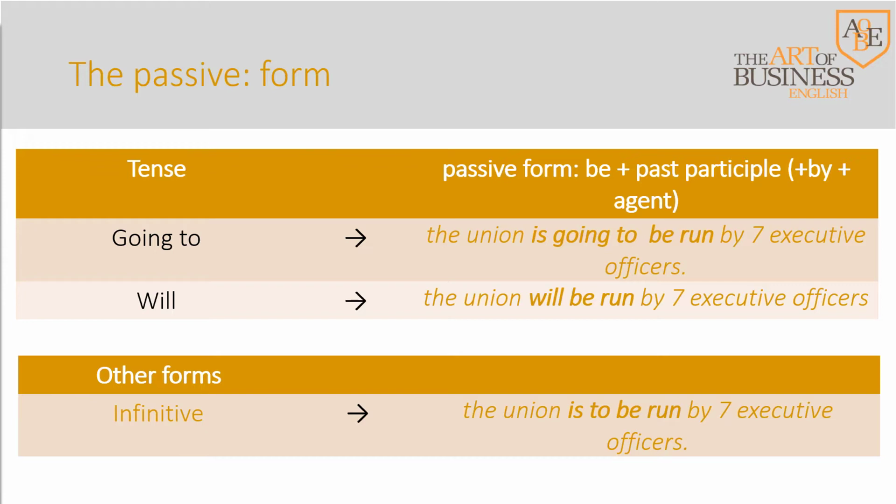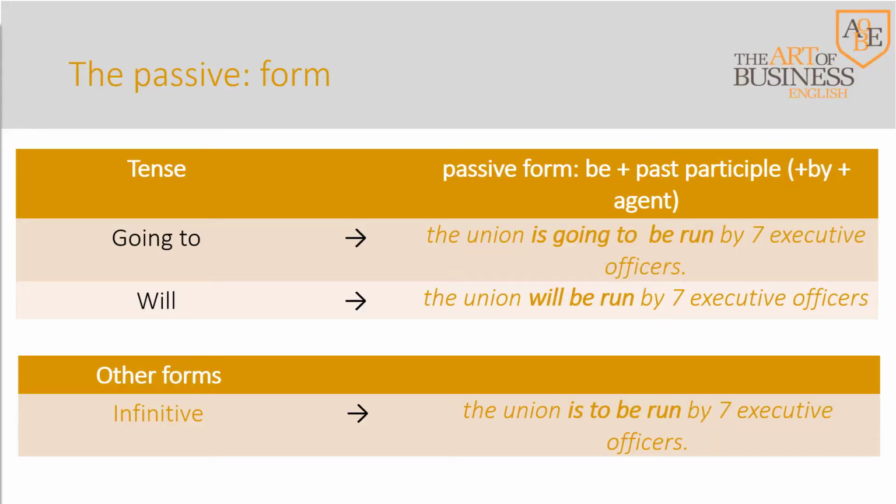So if we want to use the future tenses like going to, then we would say in the passive, the union is going to be run by 7 executive officers. And with will, we would say the union will be run by 7 executive officers. There are other forms, and I'm going to quickly explain those now, which can also be used to make things sound even more formal. So we can use the infinitive of the verb to be here. So the union is to be run by 7 executive officers.